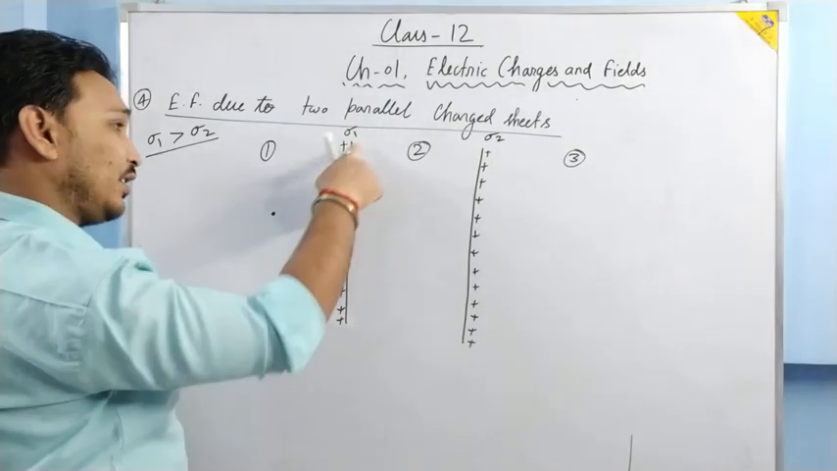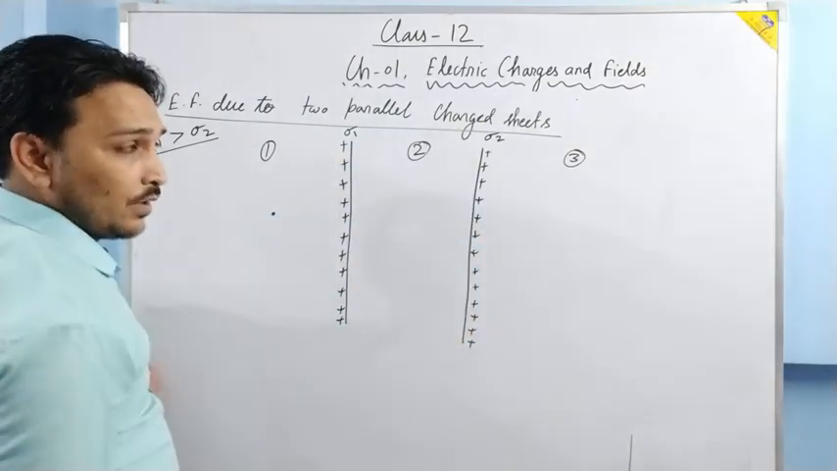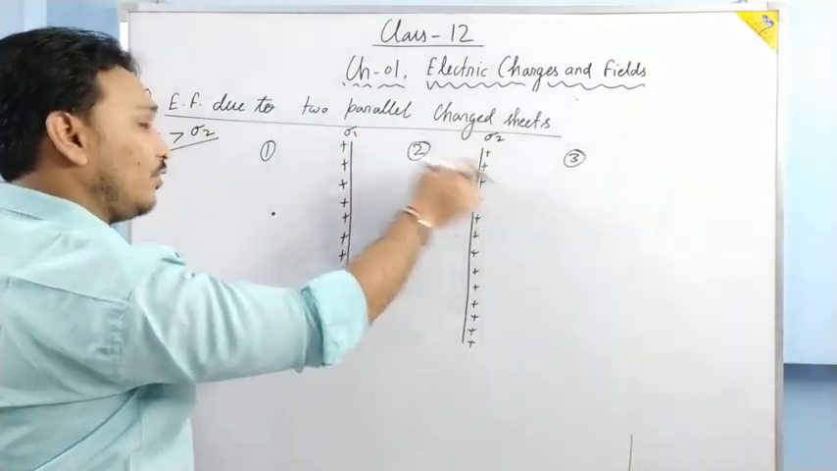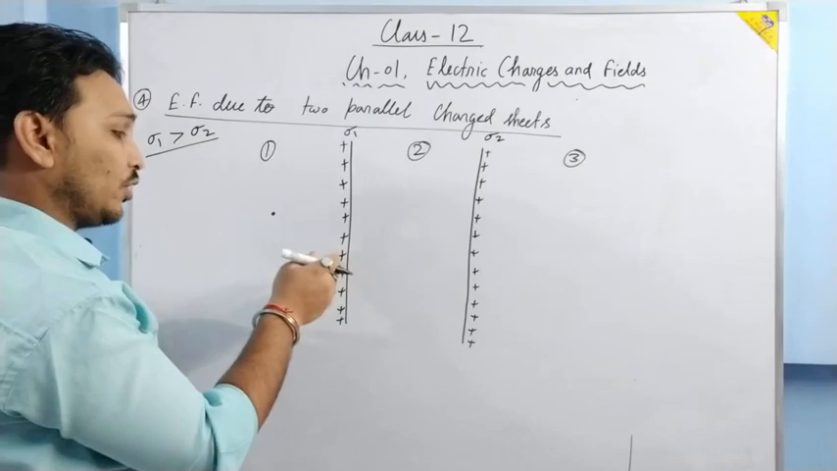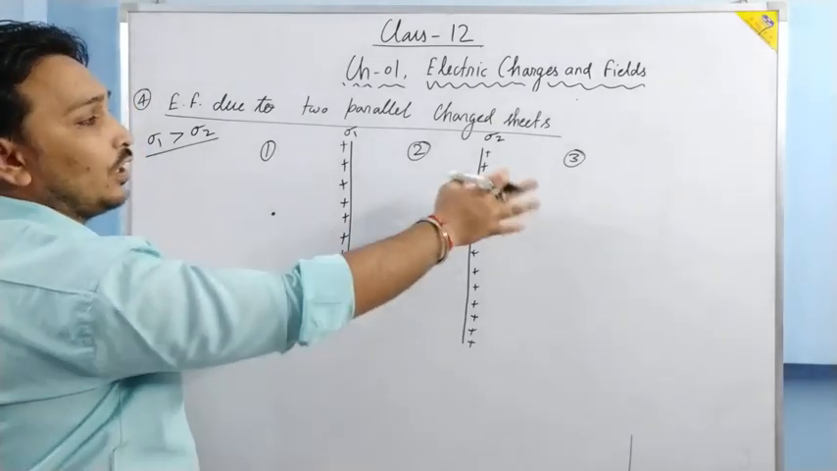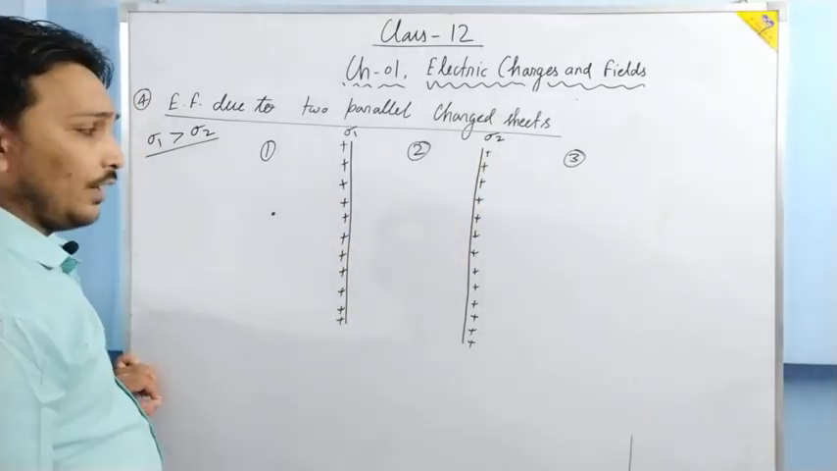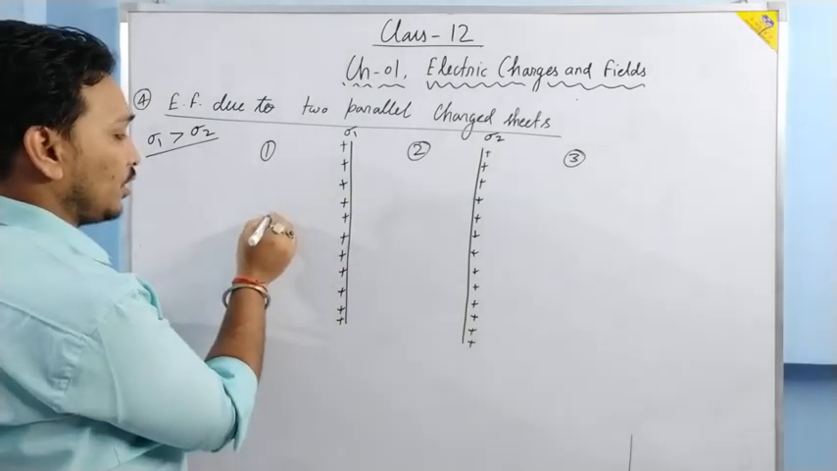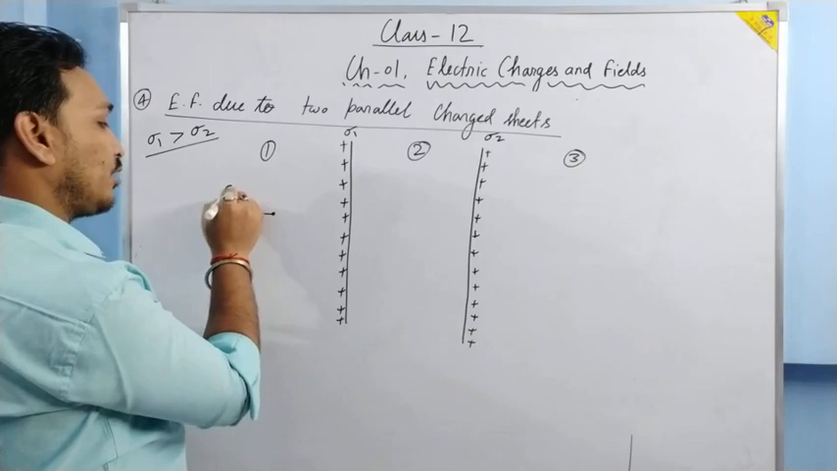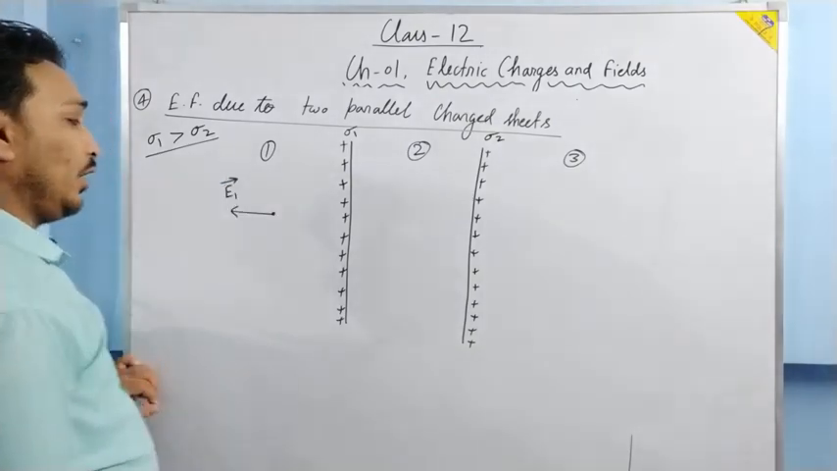When we consider this sheet, we'll forget about this one. Because of this, what is the direction of the electric field? We don't think about the sigma 2 plate. So for this sheet, what is the direction of the electric field? Obviously, the sheet is positively charged, so the electric field will be in this direction. Let this electric field be E1.